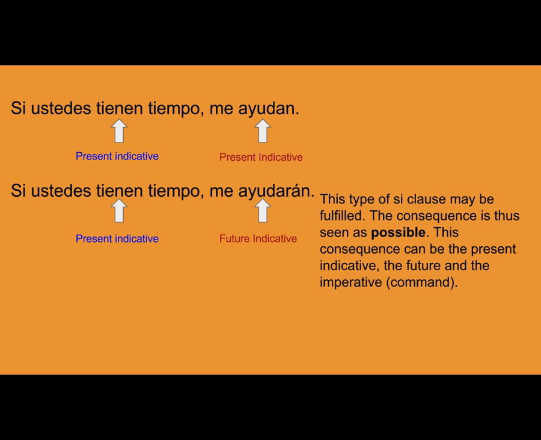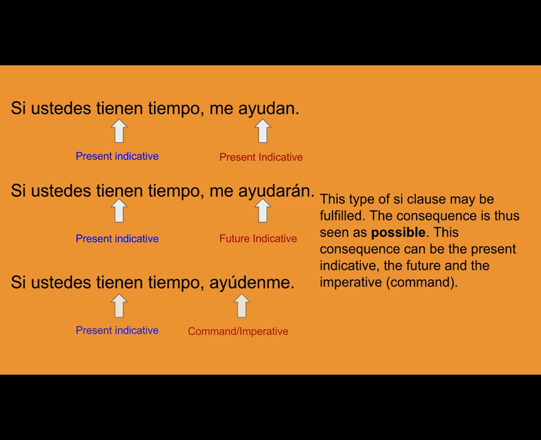The final possibility to use is a command. Command is also known as the imperative. And if I say, si ustedes tienen tiempo, ayúdenme, I'm saying, if you all have time, help me. In all of these cases, again, the consequence is seen as possible, and for that reason, we can tell someone what happens, we can tell someone what will happen, or we can tell someone to do something, since things are possible.